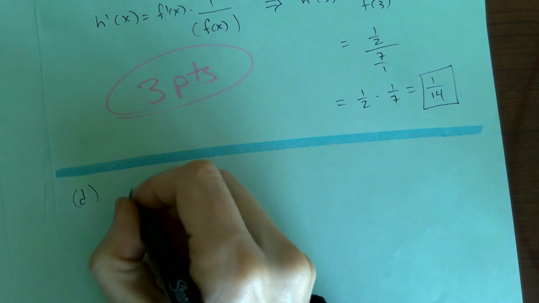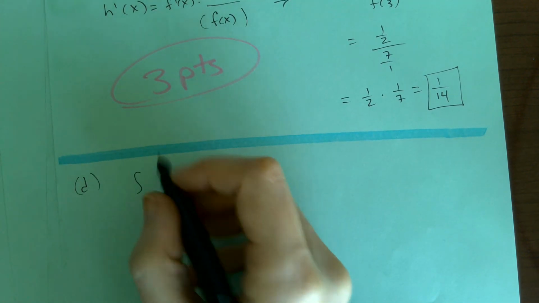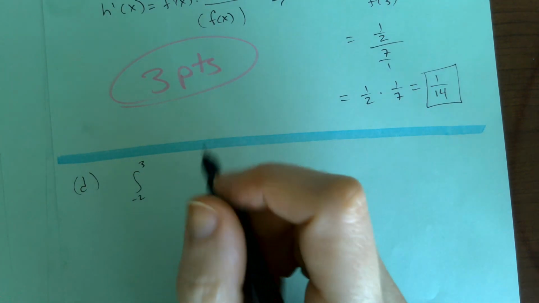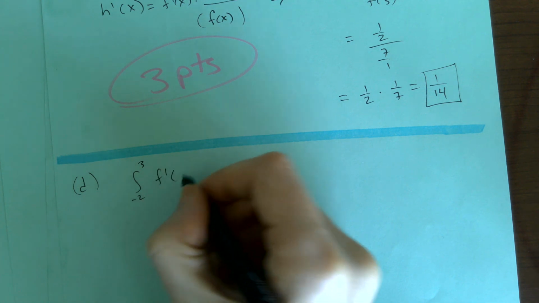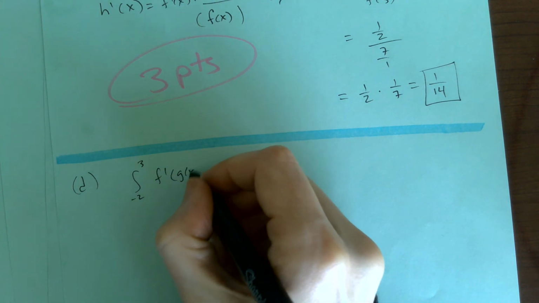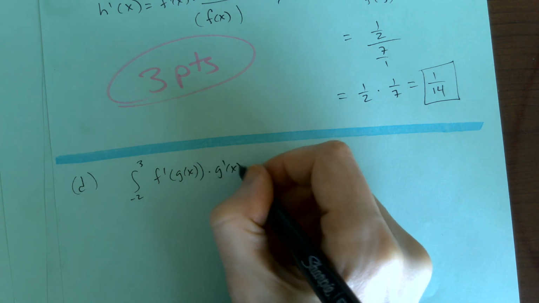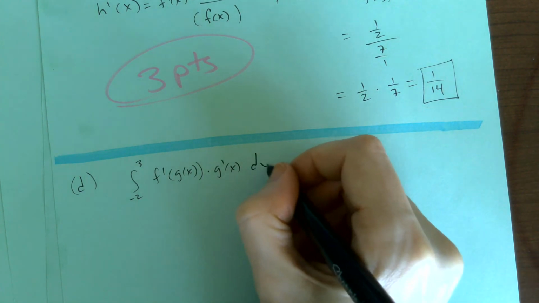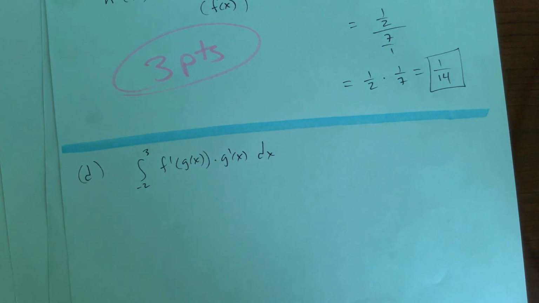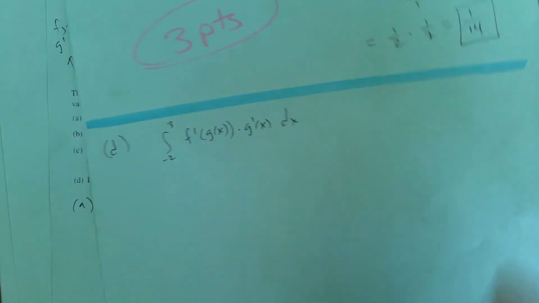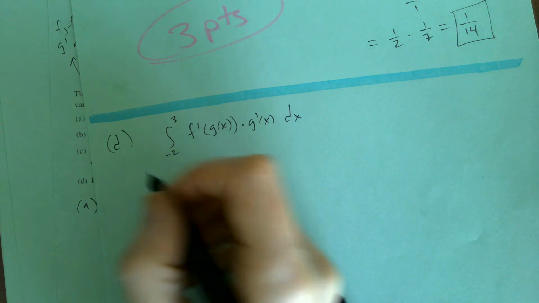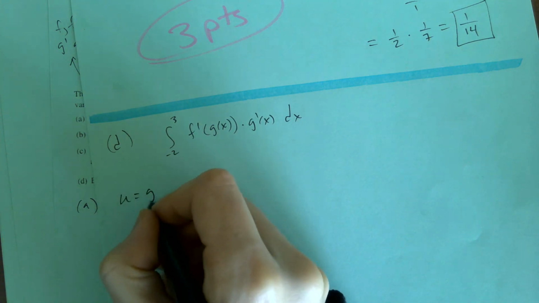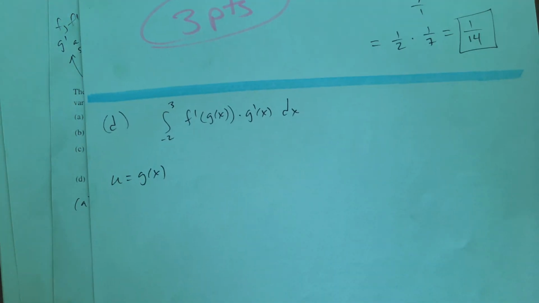Okay, so we're evaluating the integral from -2 to 3 of f prime of g of x times g prime of x dx. All right, now guys, you're gonna need u substitution. And when you're looking for the u, remember, you're looking for a function that is inside of another function. And g of x is inside of f prime. So I'm letting u equal g of x.